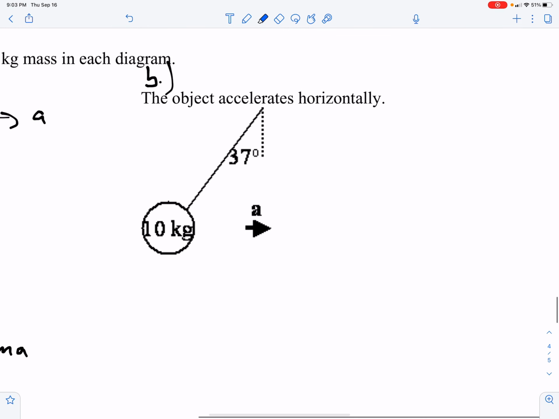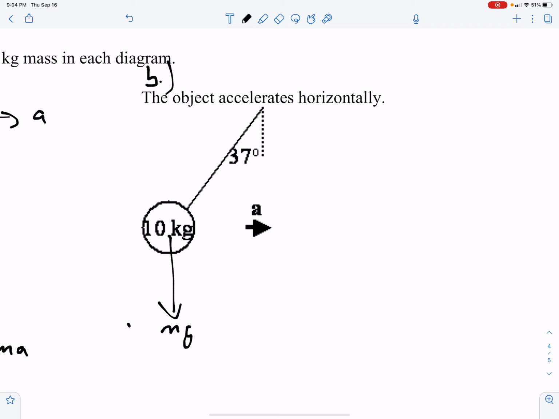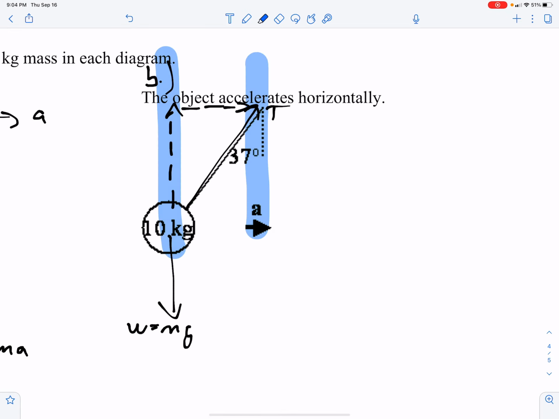In our last example, we've got this ball that's accelerating to the right. And the forces acting on this thing would be its own weight and tension going up the string. We need components of tension. So I'm going to go up, and I'm going to go over. And since those are two parallel lines right there, this 37-degree angle is the same as that angle right there. That will help us find our components.